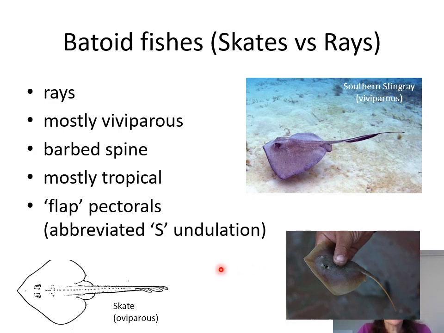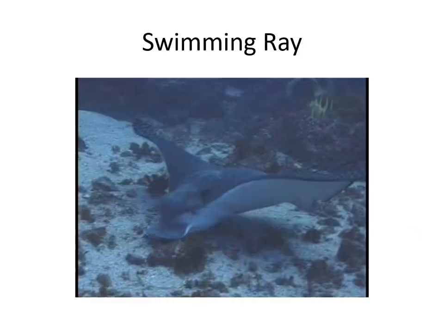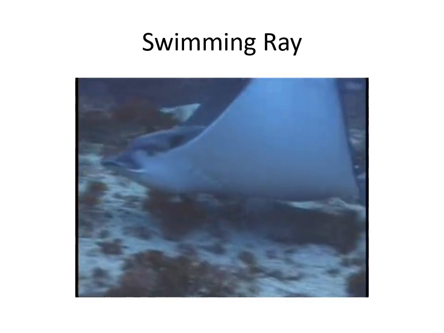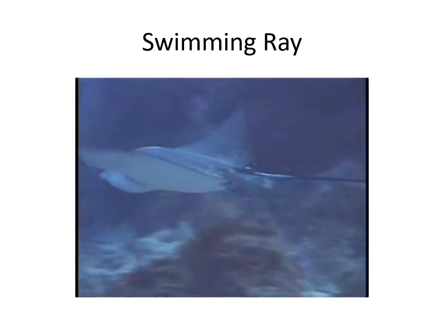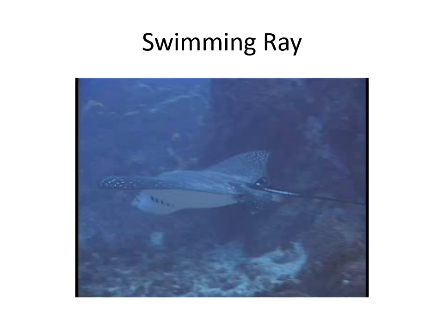Most of our rays are going to be tropical, and when they swim, they're going to flap their pectorals, but it's going to be a little bit differently, so we don't see that S undulation quite as strongly in a ray. We'll see that here briefly. Much more of a wider flapping motion rather than that undulation we saw. And in both, as we saw in the skate, the ray also keeps that tail nice and straight behind it. We don't see that moving much to help it swim.